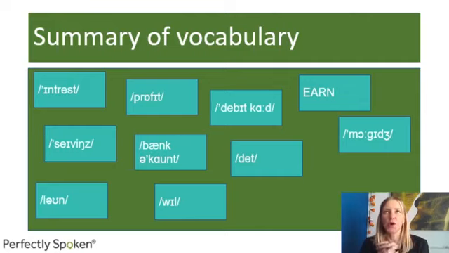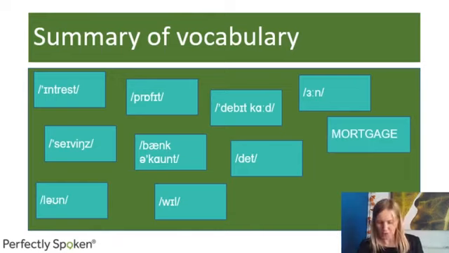So this word is, for example, if you have a loan or a mortgage, you pay the money back to the bank, but you have to pay a little bit extra every month. What is this extra money? Yes, it's interest. Very good. So we have earn, loan, mortgage.